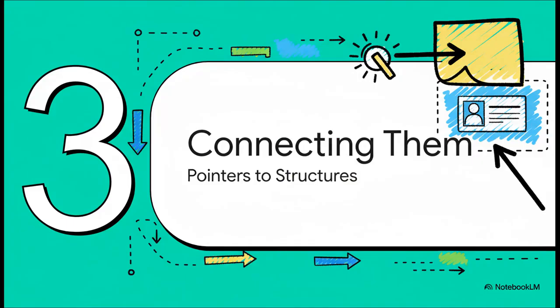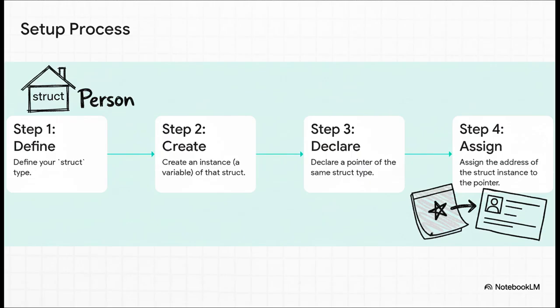All right, now this is where the magic really starts to happen. We're about to combine these two incredibly powerful ideas. We're going to use a pointer, our little sticky note, to keep track of where our struct, our contact card, is located in memory. And getting this all set up is just a simple 4-step process. First, you define the struct blueprint, just like we did with our struct person. Second, you create an actual instance of it. You fill out a real contact card. Third, you declare a pointer variable that's specifically designed to point to that type of struct. And fourth, and this is the key, you tell that pointer the memory address of the struct you just created. And boom, your sticky note now knows exactly where the card is.